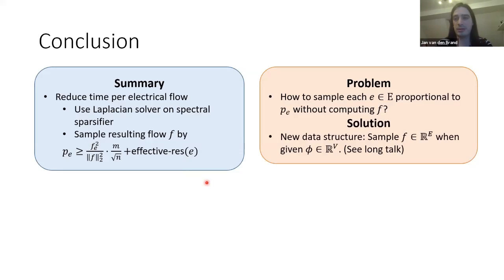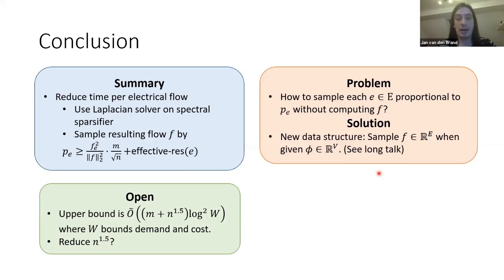And that's covered in the full talk that's on YouTube. We create some data structure which is able to sample this when we are just given the vertex potentials instead of the entire flow. And open problems now would be: our complexity is actually m plus n^1.5 times log squared of W, where W is the largest integer that we have in the demand or cost of this flow instance. And this n^1.5 term is kind of bothering, right? We are nearly linear time. If we have at least n^1.5 edges in our graph, it would be nice to see if that can be reduced to some smaller polynomial.